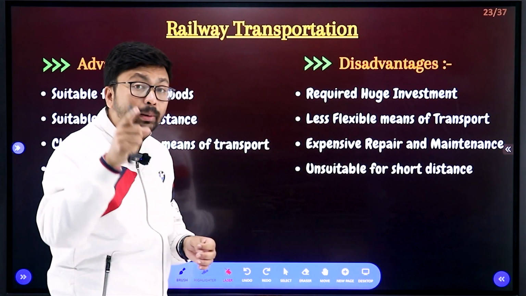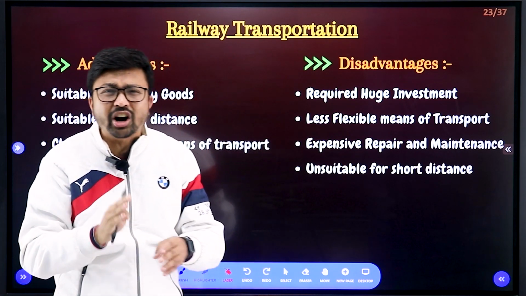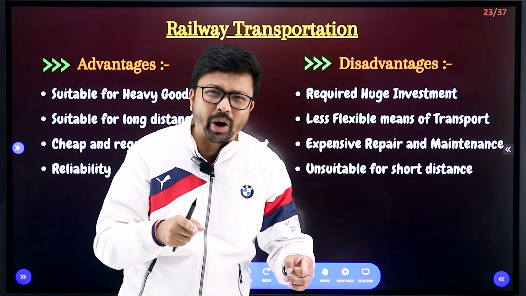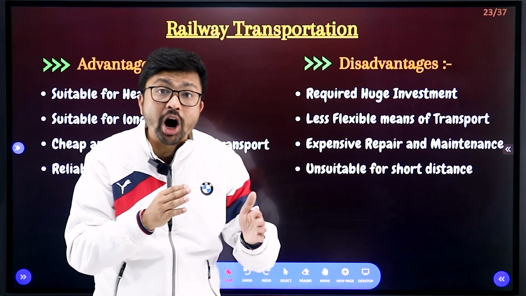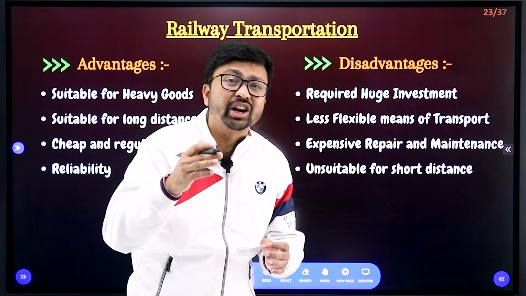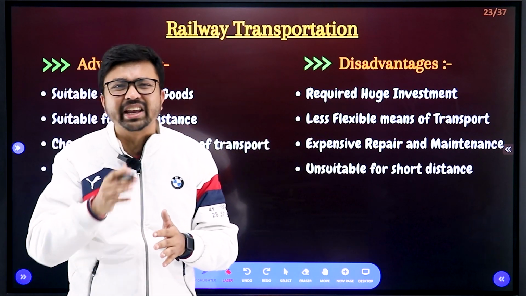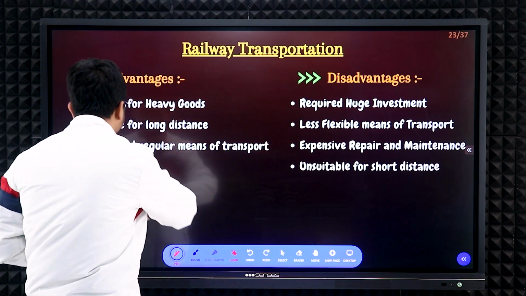Now what are the disadvantages? It doesn't provide door-to-door service. We cannot set up a railway station everywhere, right? And for a long time, no such development program has been taken up in Indian Railways. So the quality is declining day by day. So that is another problem of railways, right?